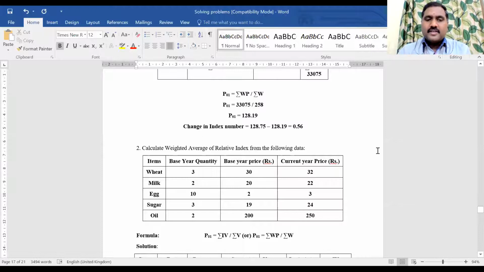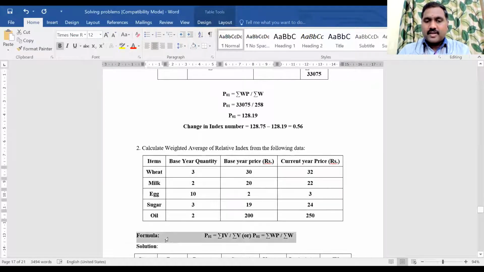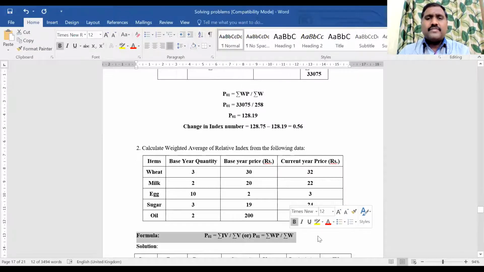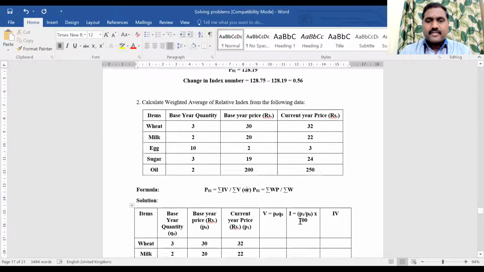Okay, now this is the given problem, and this is the formula. Sir, you can ask which formula we have to use, the first formula or the second formula. That's why I mentioned R, either the first one or the second one. Okay, now I'll go to the calculation part.